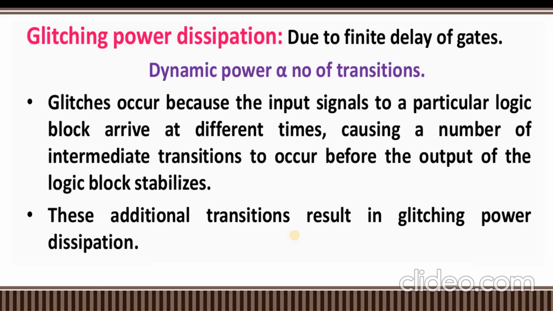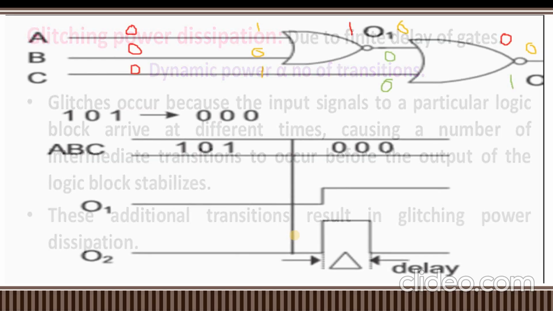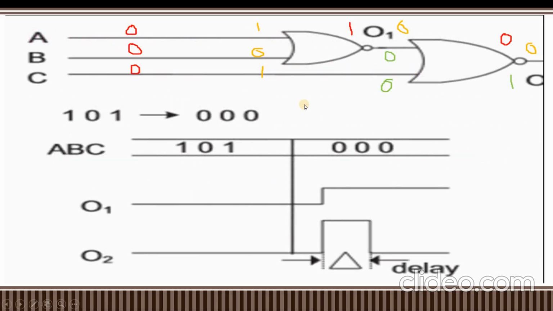These transitions are nothing but glitches. These glitches give rise to glitching power dissipation. You can say this is about glitching power dissipation. Let us see an example so we can understand glitching power dissipation very clearly. So see this example. I have a circuit which is constructed with two NOR gates, one simple circuit.